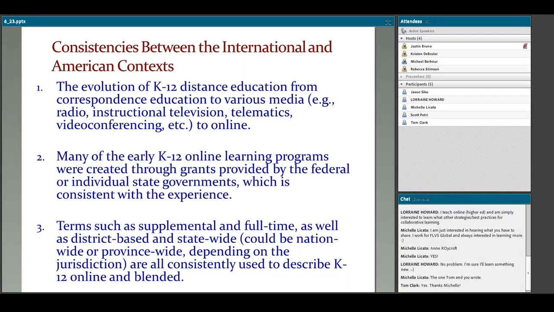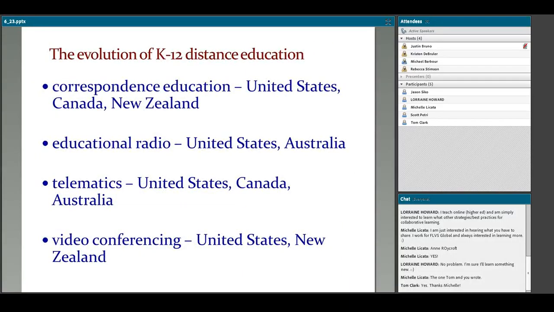Looking at this first one, the first consistency that I found was that the way in which K-12 distance education has evolved internationally is actually quite consistent with what we're familiar with in the United States. Tom Clark, who's sitting in the room here, if you've read his chapter in the Handbook of Distance Education, does a great job of tracing the history of distance education in the U.S. to get to where we are today.